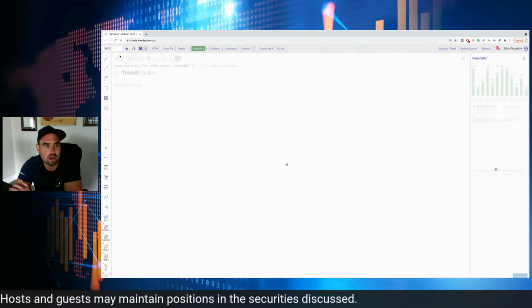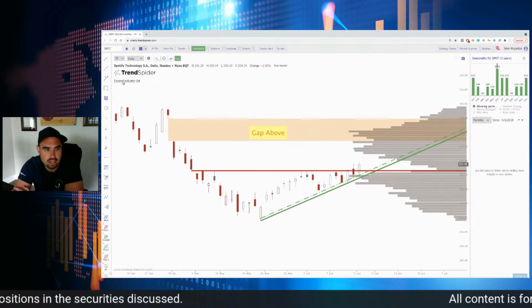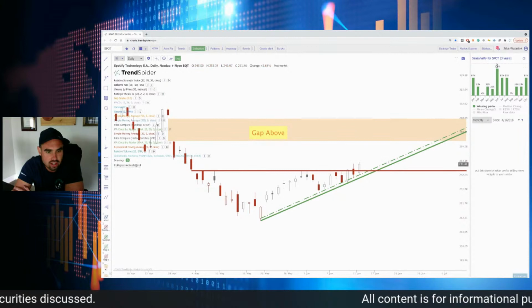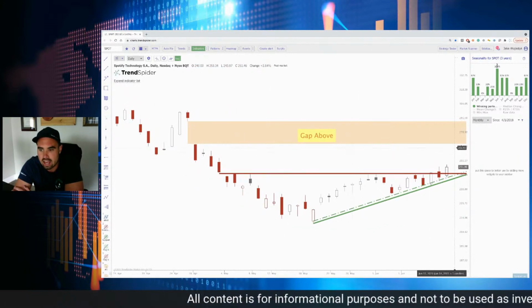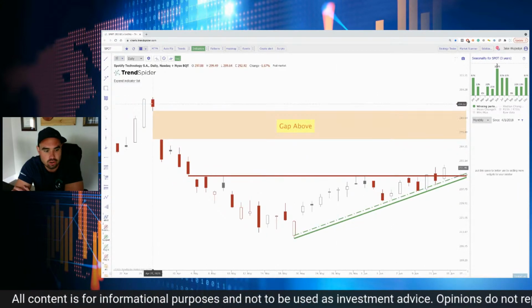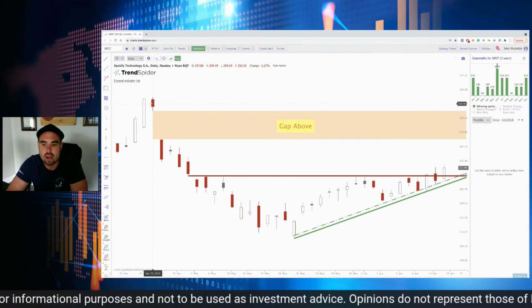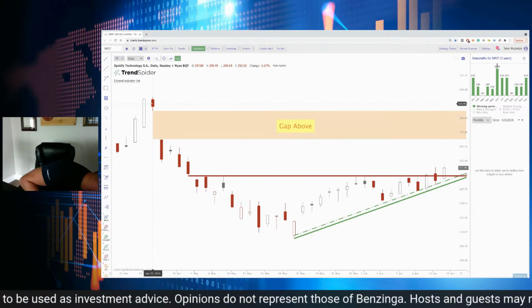Spotify is another one. Spotify is not one that I'm currently in, but we did have a nice breakout today. And you can see here that we did finally get through that ascending triangle resistance. And you can see that we do have quite a big gap above from this earnings back in late April. So, pretty much exactly what we want to see here.